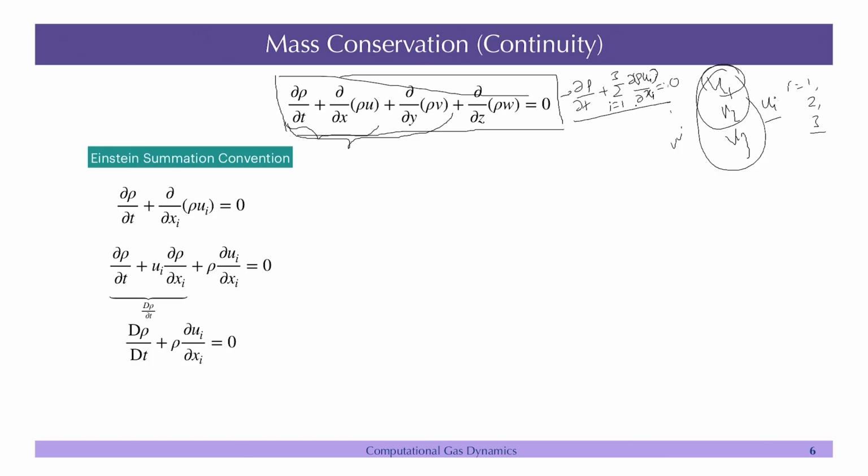Now, what Einstein convention does is that it says that you do not even need this sigma i equal to 1 to 3, right. So, it is understood. Whenever you have repeated indices, so you have i on top and i on bottom, okay, these are repeated indices. So, it will automatically assume summation, right. So, you can get rid of this part also, and you can write just d rho by dt plus del rho ui by del xi is equal to 0.